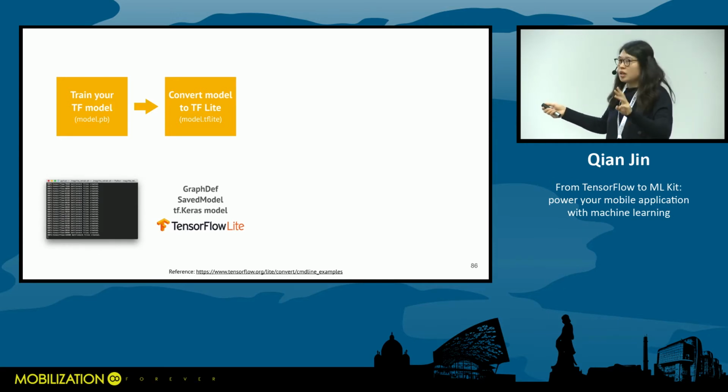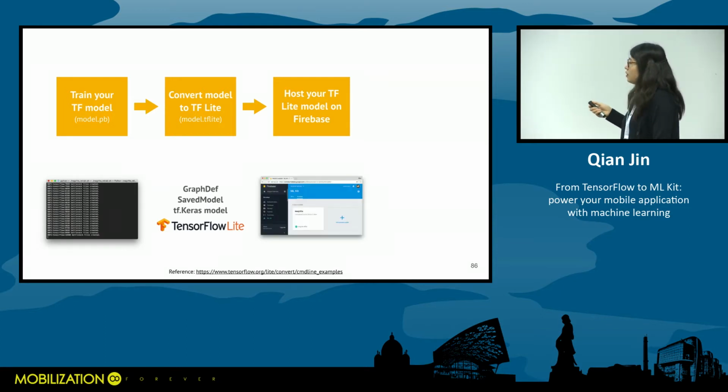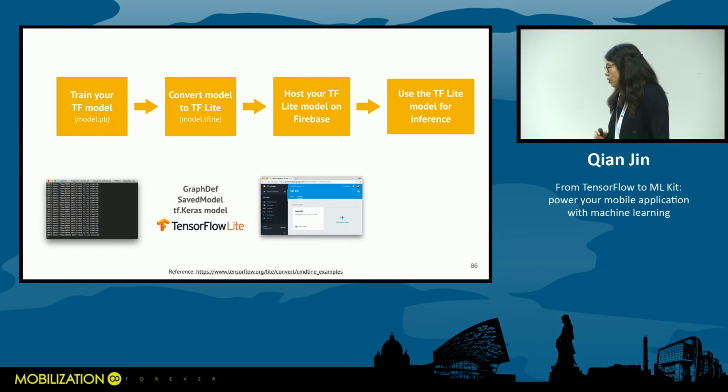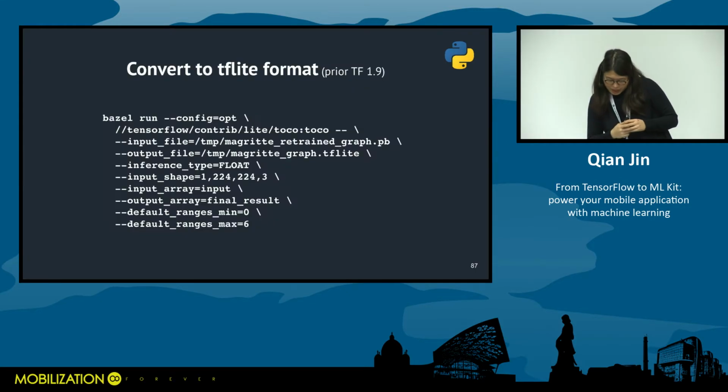They support 3 types of models: a frozen graph, a saved model, or a Keras model. Keras is a high-level API which you can use to train your model. Once you have a TensorFlow Lite model ready, you can host it on Firebase. It's as simple as uploading any file. You just open the console and add your model. Then you can use your model inside your mobile application. I was like, yeah, it's very simple. Let's give it a try and see how things work.